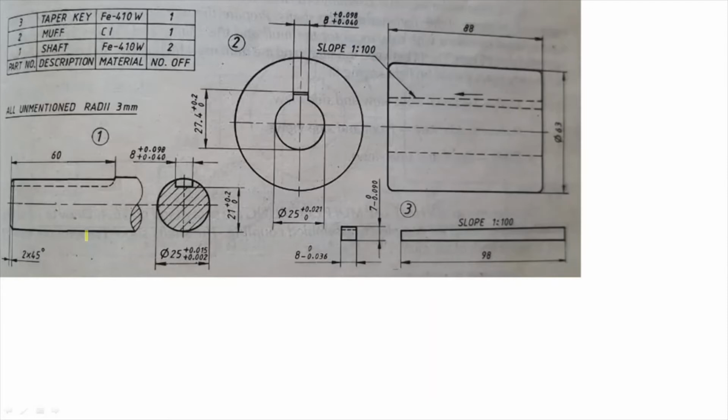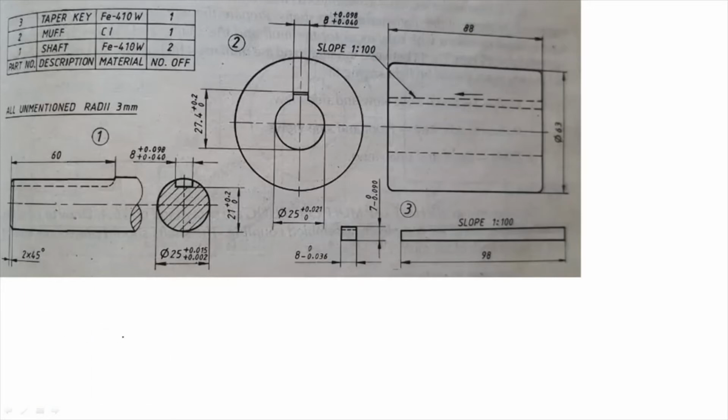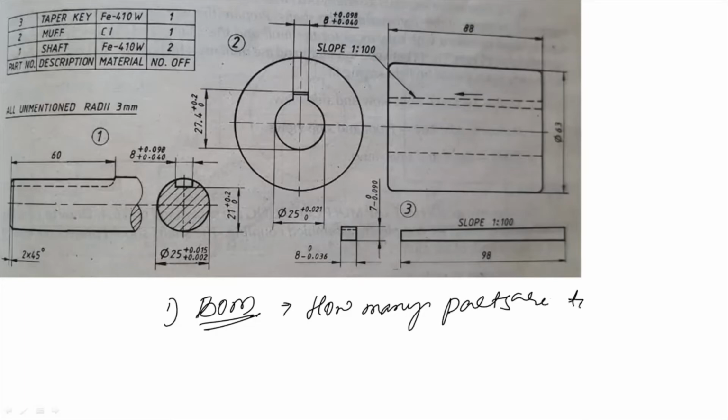So how is the assembly made for small components, small machine elements, or small equipment? The important thing is that first you need to identify the BOM, the bill of materials. Based on this, you can identify how many parts are to be there in the assembly.